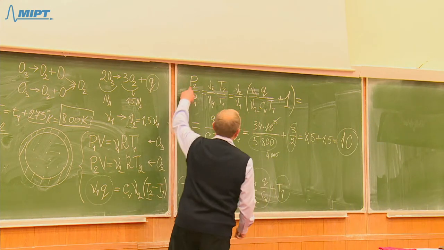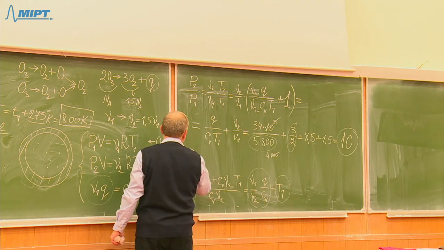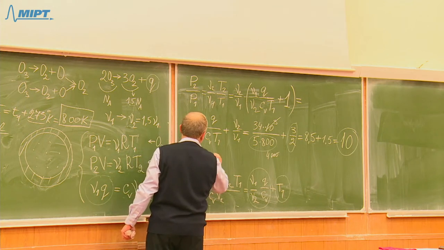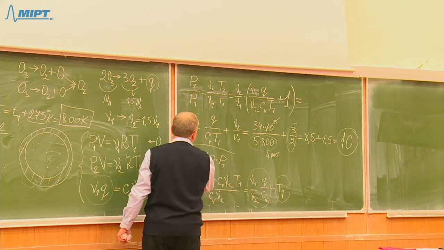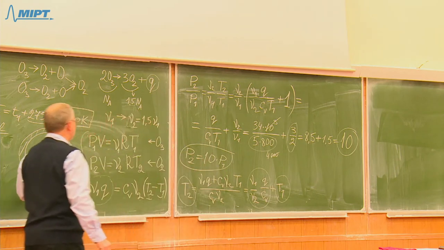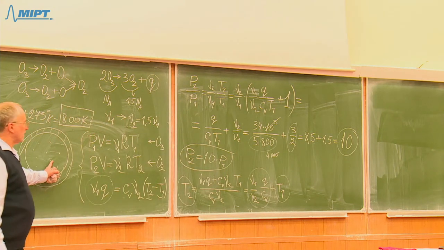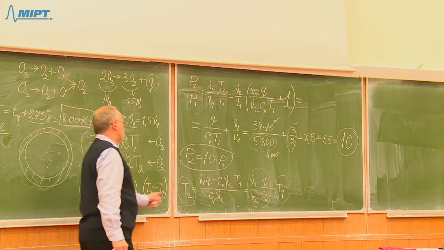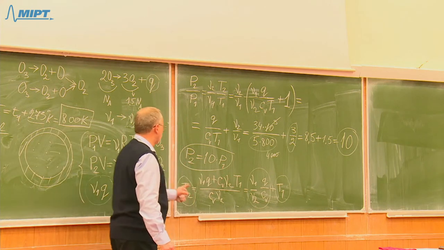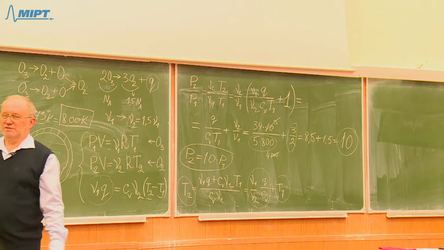We found that the final pressure is 10 times the initial pressure. The final pressure in the vessel will increase tenfold as compared to the initial pressure. Final pressure is 10 times larger.